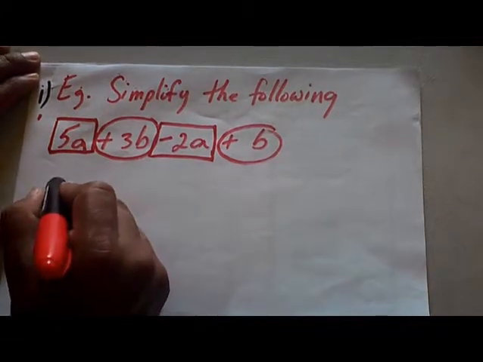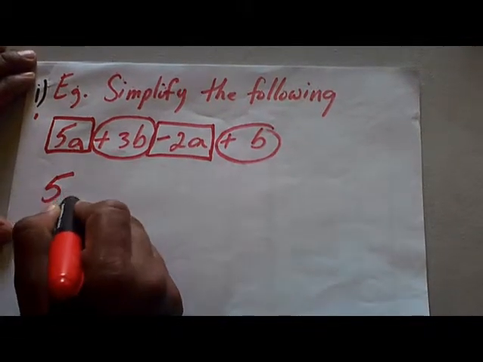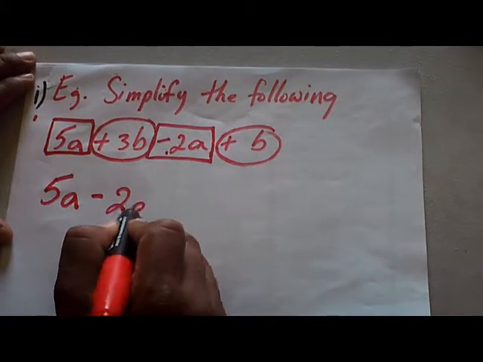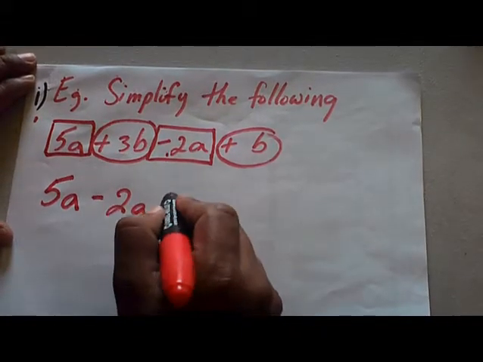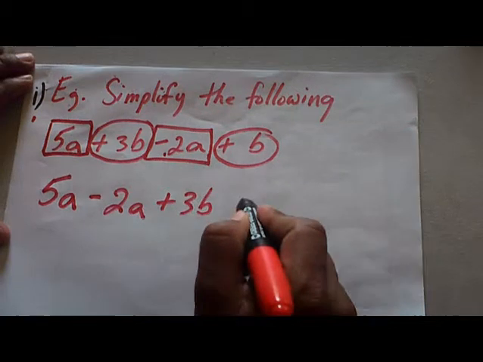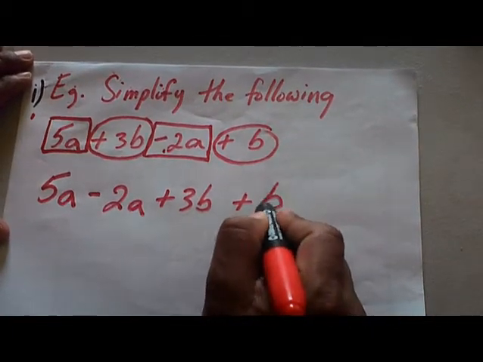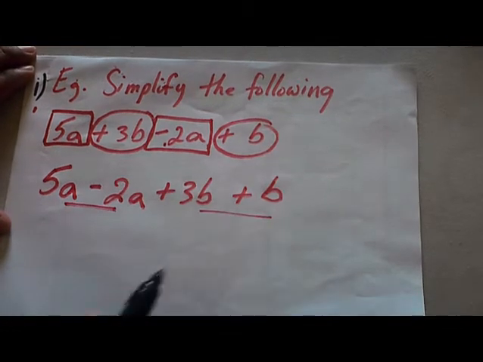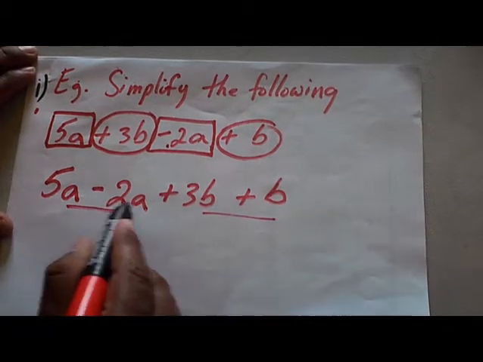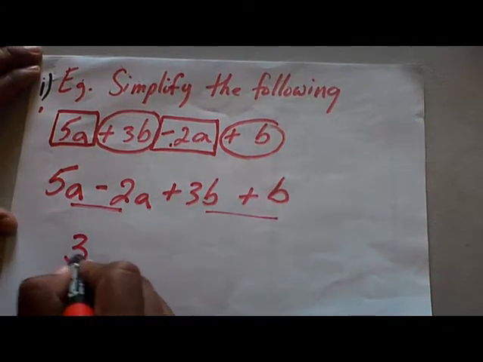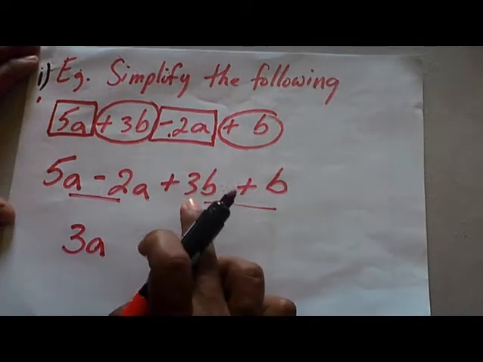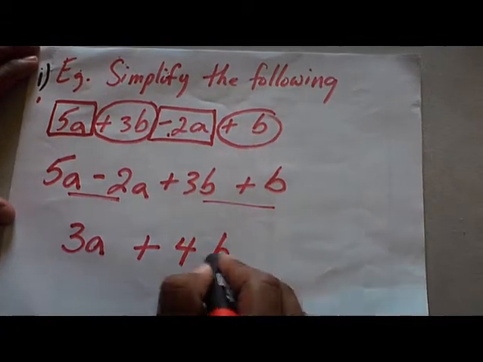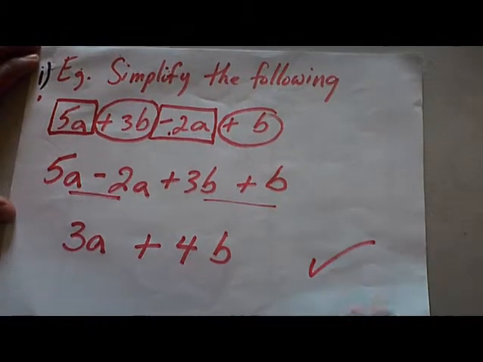Alright, now let's rewrite it and put like terms together. 5a minus 2a, let's look at the circles, plus 3b plus b. Right, now we can add or subtract the like terms. 5a minus 2a gives us 3a. Then 3b plus b gives us 4b. And that's our answer.